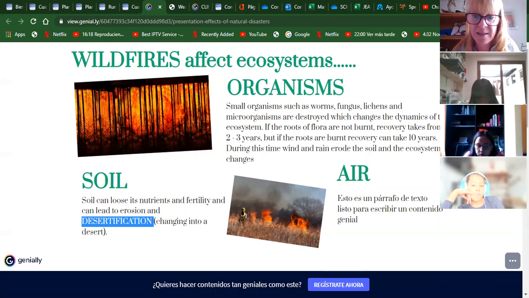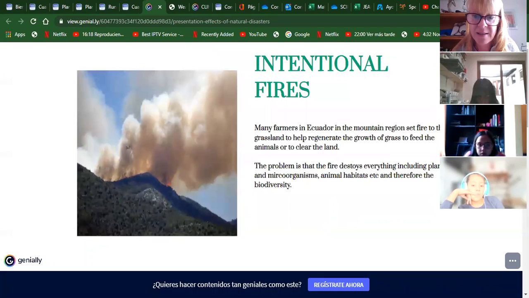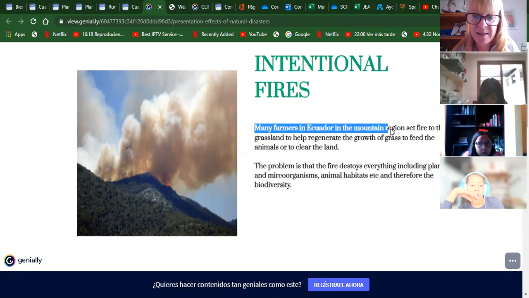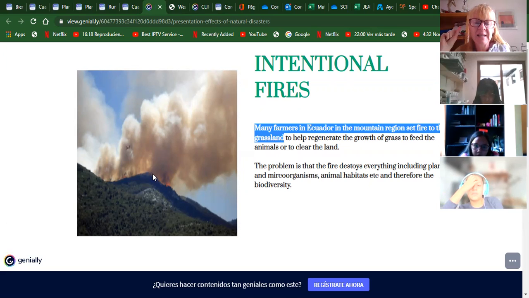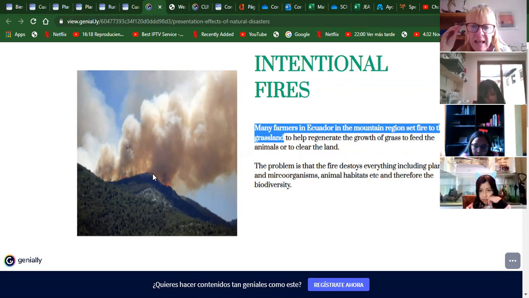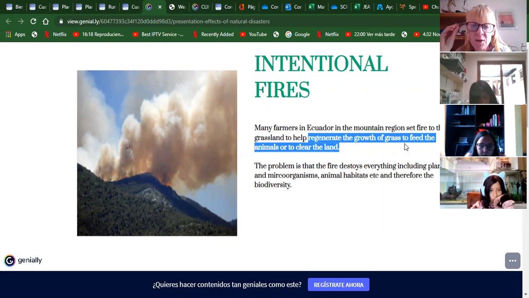That's a natural disaster. And we have intentional fires. Intentional con intención de propósito. Este pasa mucho en Ecuador y en otros países. ¿Cómo así? Les digo. Many farmers in Ecuador in the mountain set fire to the grassland, right? So, si ustedes están viajando especialmente al occidente, a veces pueden ver mucho humo porque están quemando la naturaleza. Why? They think it helps to regenerate the growth of grass, okay? So they clear and they think it helps to regenerate.